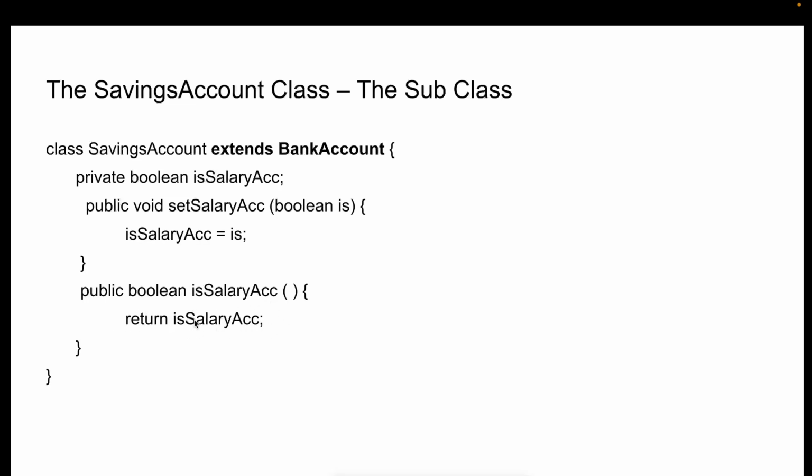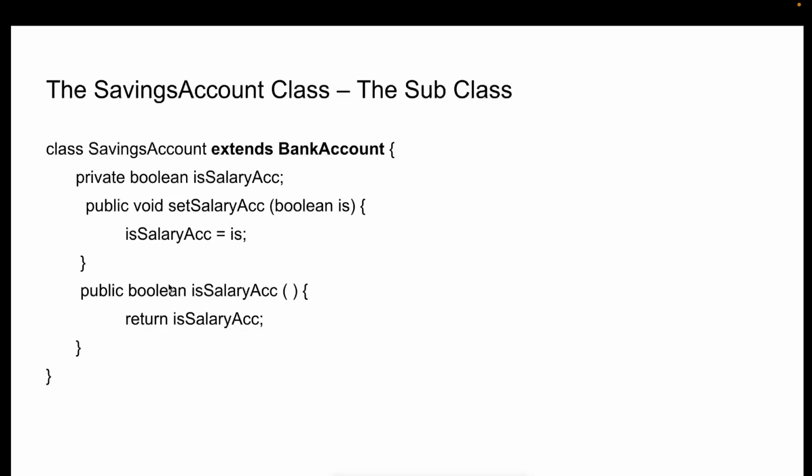And when we say is salary account, what type of data is this? This is a boolean data, it will always return a value of true or false. And when that is the case, we basically use a boolean return type. So this is a savings bank account, the child class which is trying to reuse the methods of the parent class. The parent class was bank account.